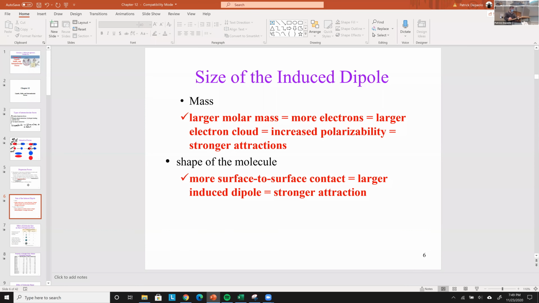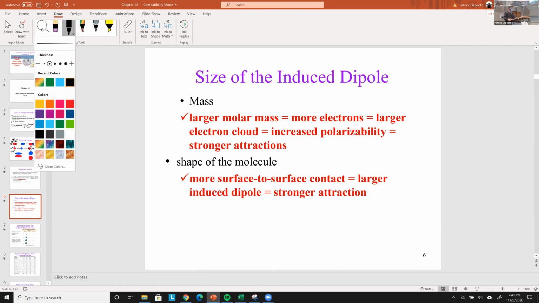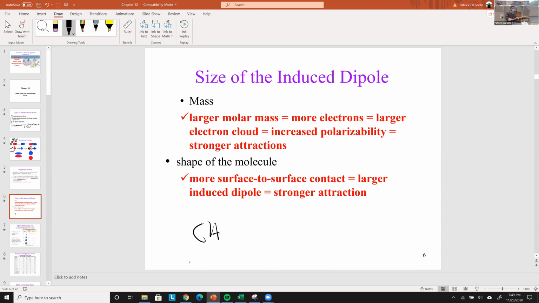So if you tell me which one will create a stronger dipole or a stronger van der Waals force, CH4 or C3H8, propane versus methane, which one? Or methane on the left versus propane, which one would create the larger induced dipole? Which one would be a larger attraction to another nonpolar?